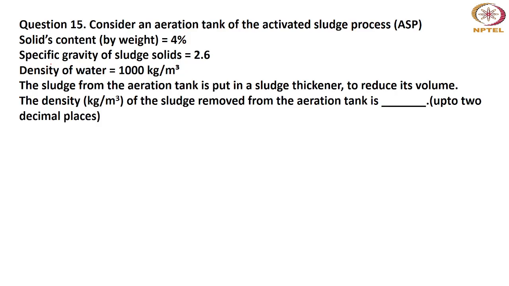This is a numerical type question. Consider an aeration tank of activated sludge process. Solids content by weight is 4%. Specific gravity of the sludge solids is 2.6. Density of water is 1000 kg per meter cube, we all know. So the sludge from the aeration tank is put in the sludge thickener to reduce its volume. Now we have to write the density in kg per meter cube of the sludge removed from the aeration tank is.